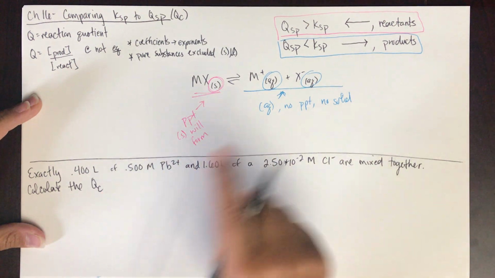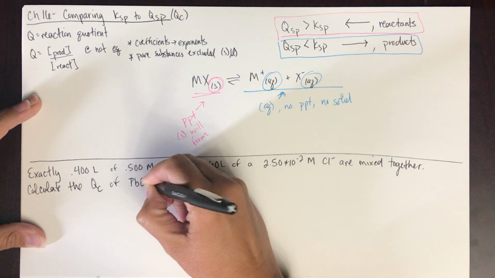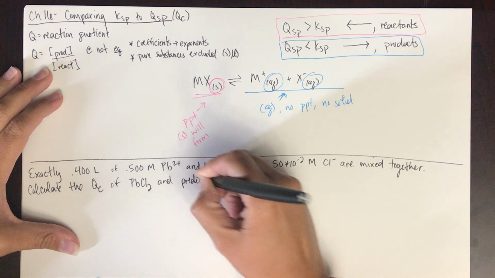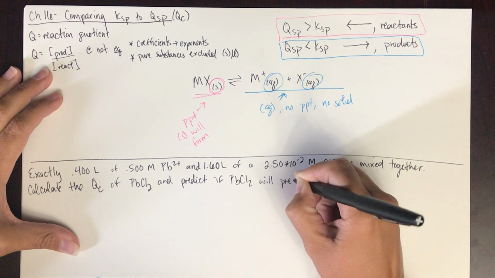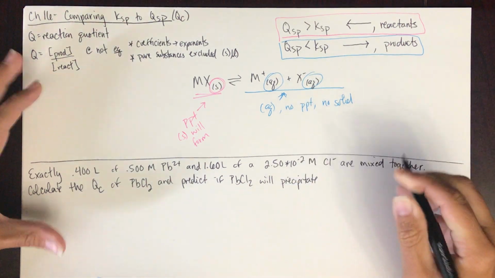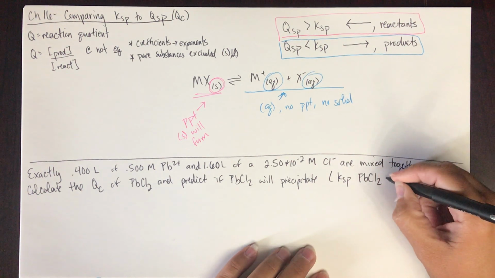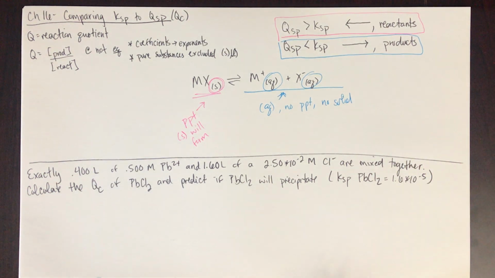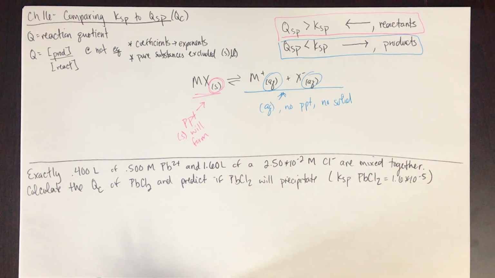QC, QSP, you might see them used interchangeably. Calculate the QC of lead-2 chloride and predict if lead-2 chloride will precipitate. And then you also are provided the KSP of lead-2 chloride, which is 1.6 times 10 to the negative 5. So what we have is conditions not at equilibrium. We're going to solve for the QSP or the QC and compare it to the KSP.